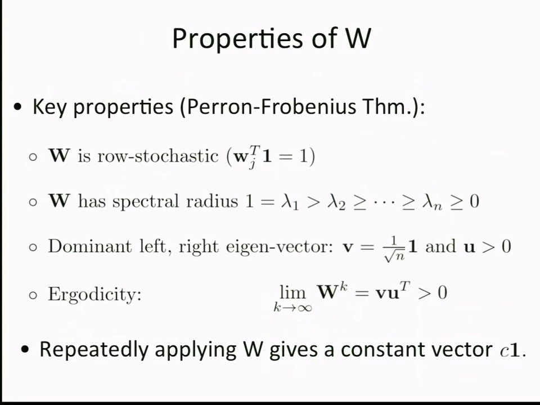Okay, so this matrix W, it turns out, is a very special matrix. It has some very interesting properties. I've already mentioned the fact that it is row stochastic, meaning its rows sum up to 1. It turns out its eigenvalues also range between 0 and 1. It has a dominant left eigenvector, which is a constant.